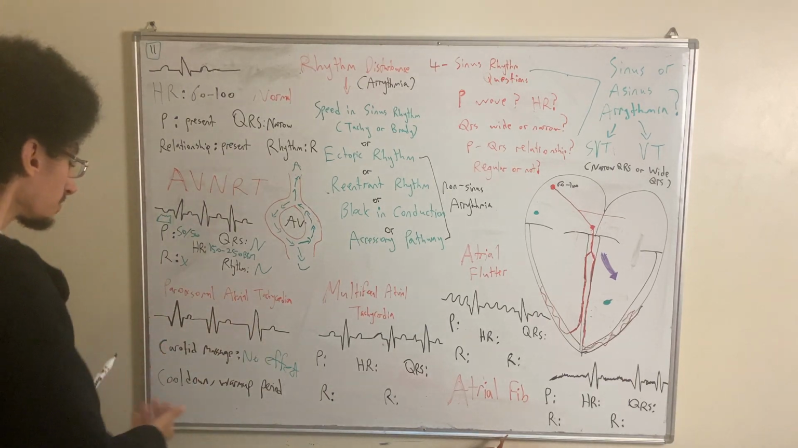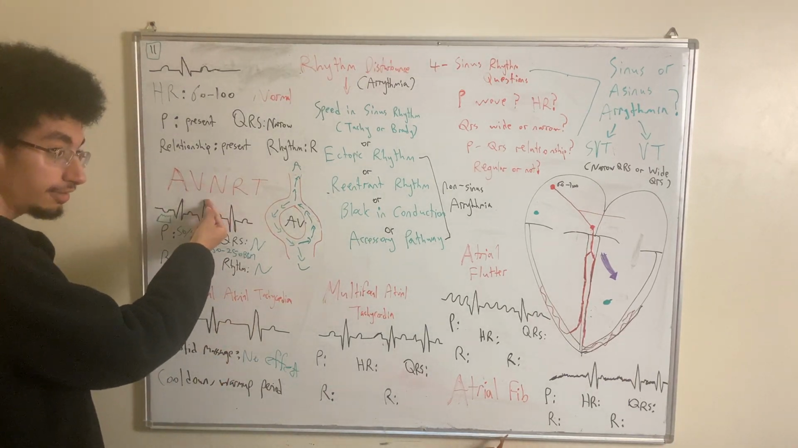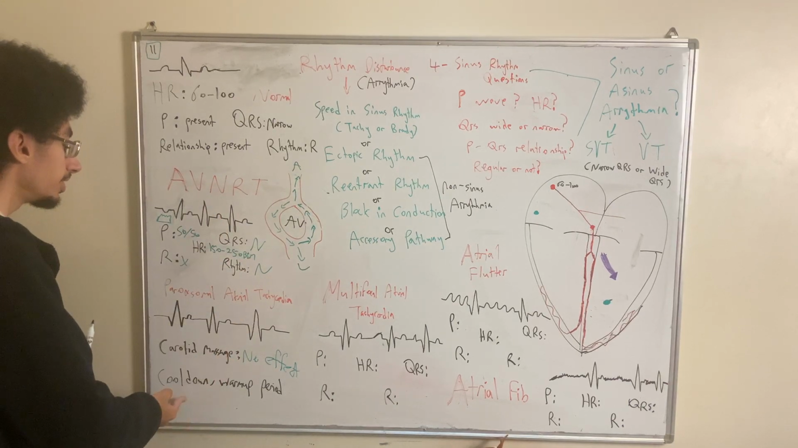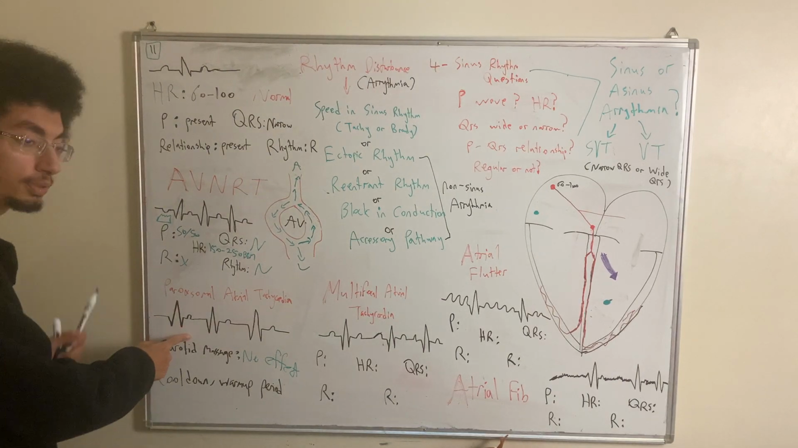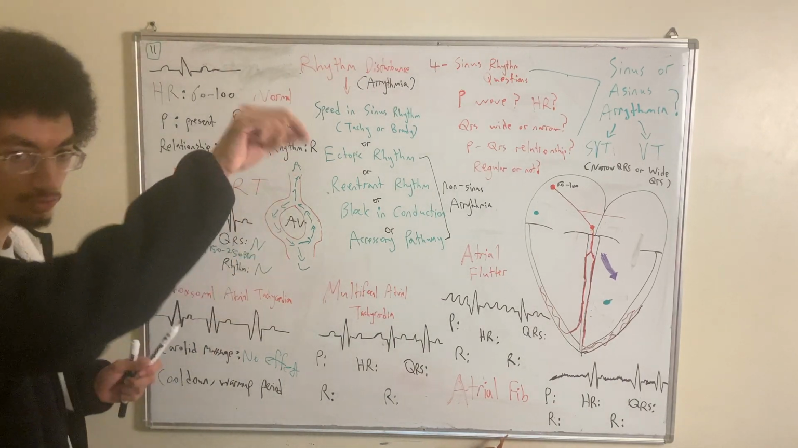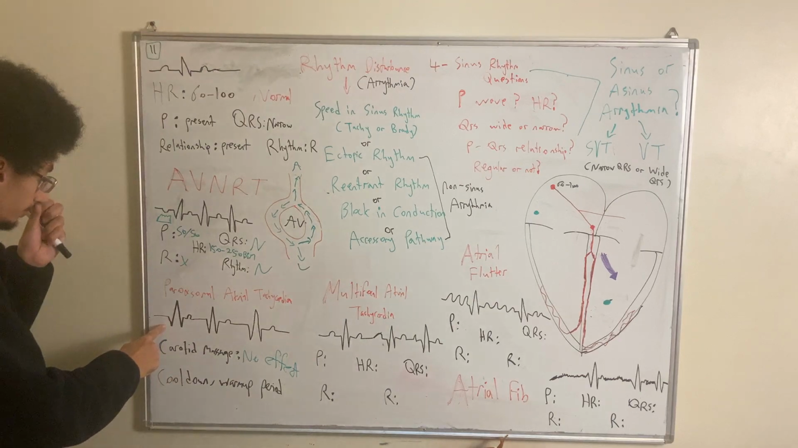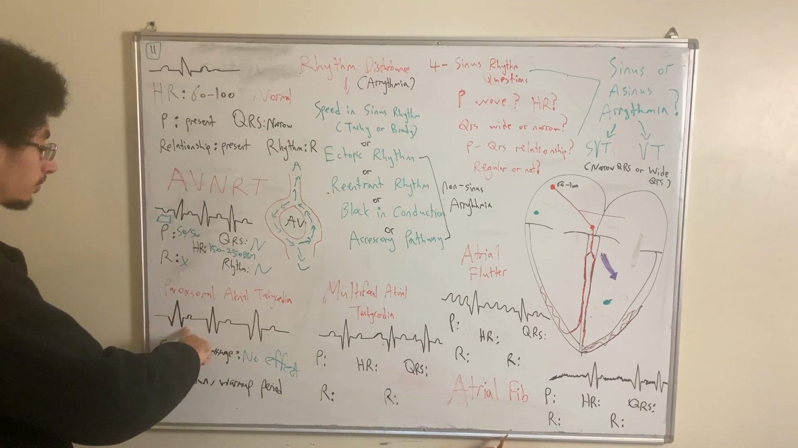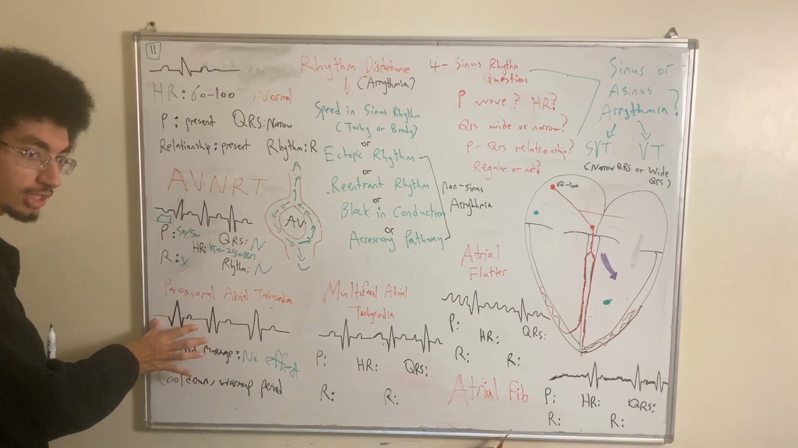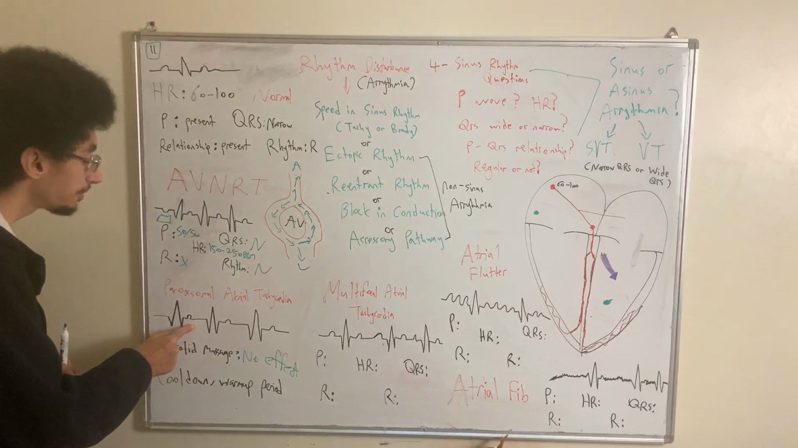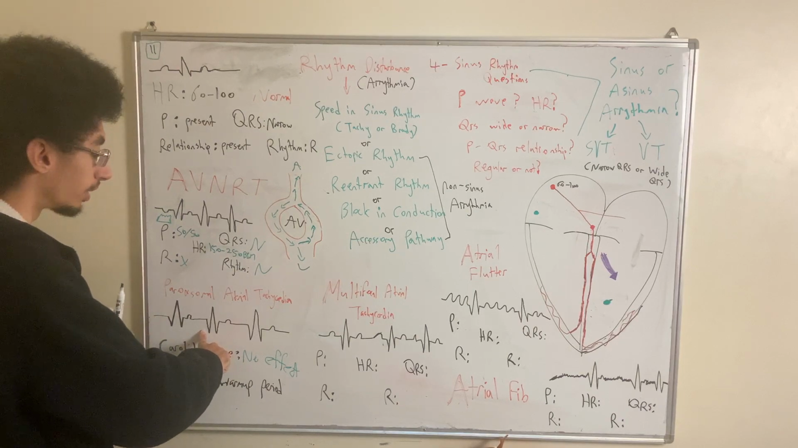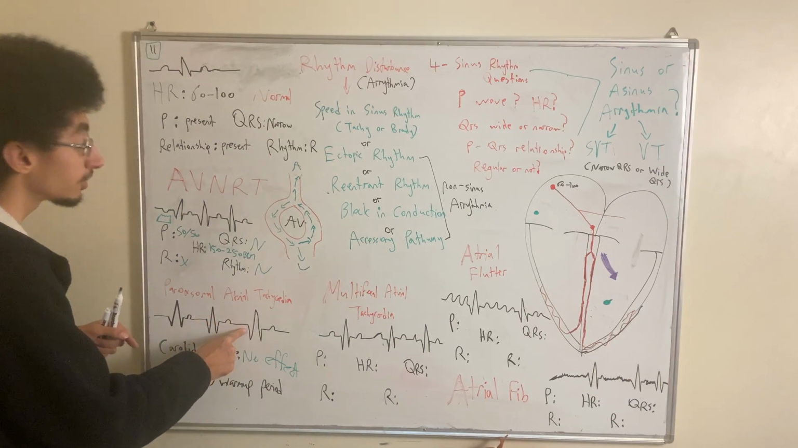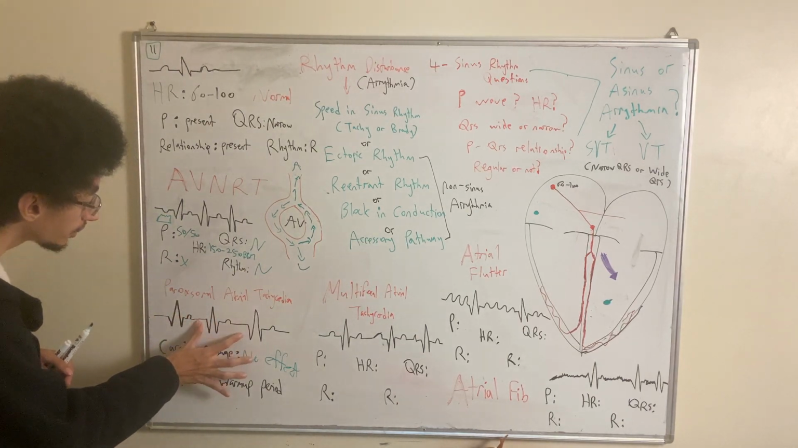Another difference: in PAT, unlike in AVRT, you might see a cool-down, warm-up period. If you notice right here, there's no P wave, or if you do see a P wave, it's retrograde. So there's no P wave, there's a narrow QRS complex followed by a T wave. Following this sinus beat, you'll see a cool-down period. It will wait some time, and then it will go to the next one.